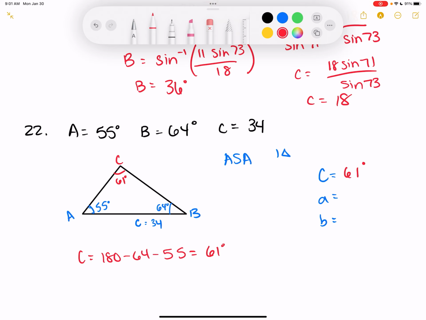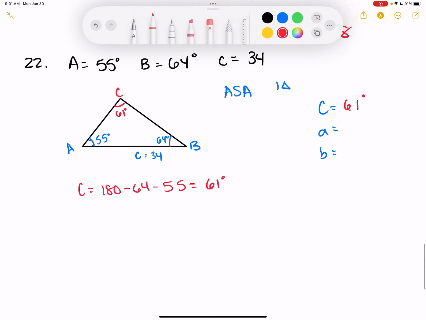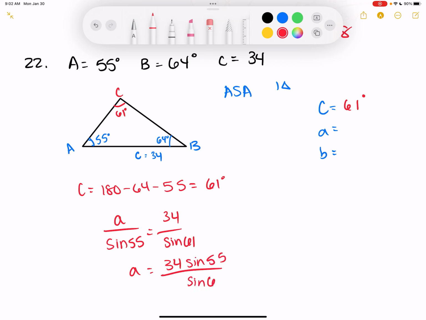So then I can find either side. That's a personal preference. But now the only thing that I have both pieces of is C, so I have to compare it to C. So do you want to do A or B first? A. All right, so I'm finding side A, so side length goes on top. So A over the sine of 55 is equal to 34 over the sine of 61. Multiply by sine of 55. So A is equal to 34 sine of 55 over the sine of 61.